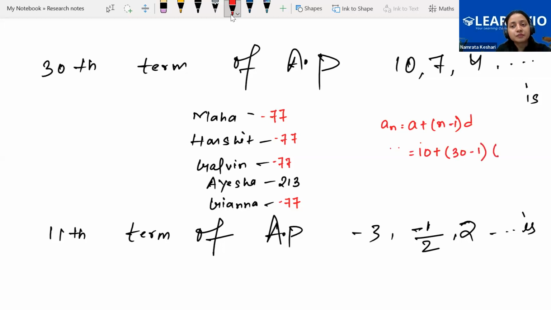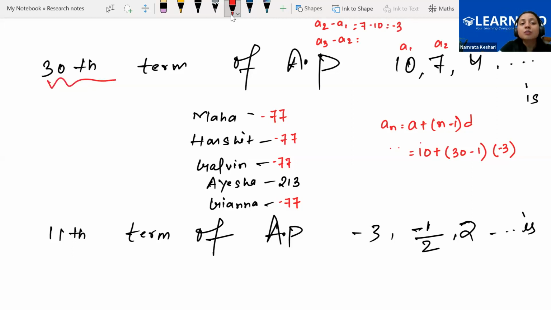D is minus 3. I have always told you, this is a1, this is a2, this is a3. To get d you do a2 minus a1, or a3 minus a2. Please don't take the bigger number minus the smaller number. Always take the right side number minus the left side number. That will give you the common difference. Here 7 minus 10 gives a common difference of minus 3.